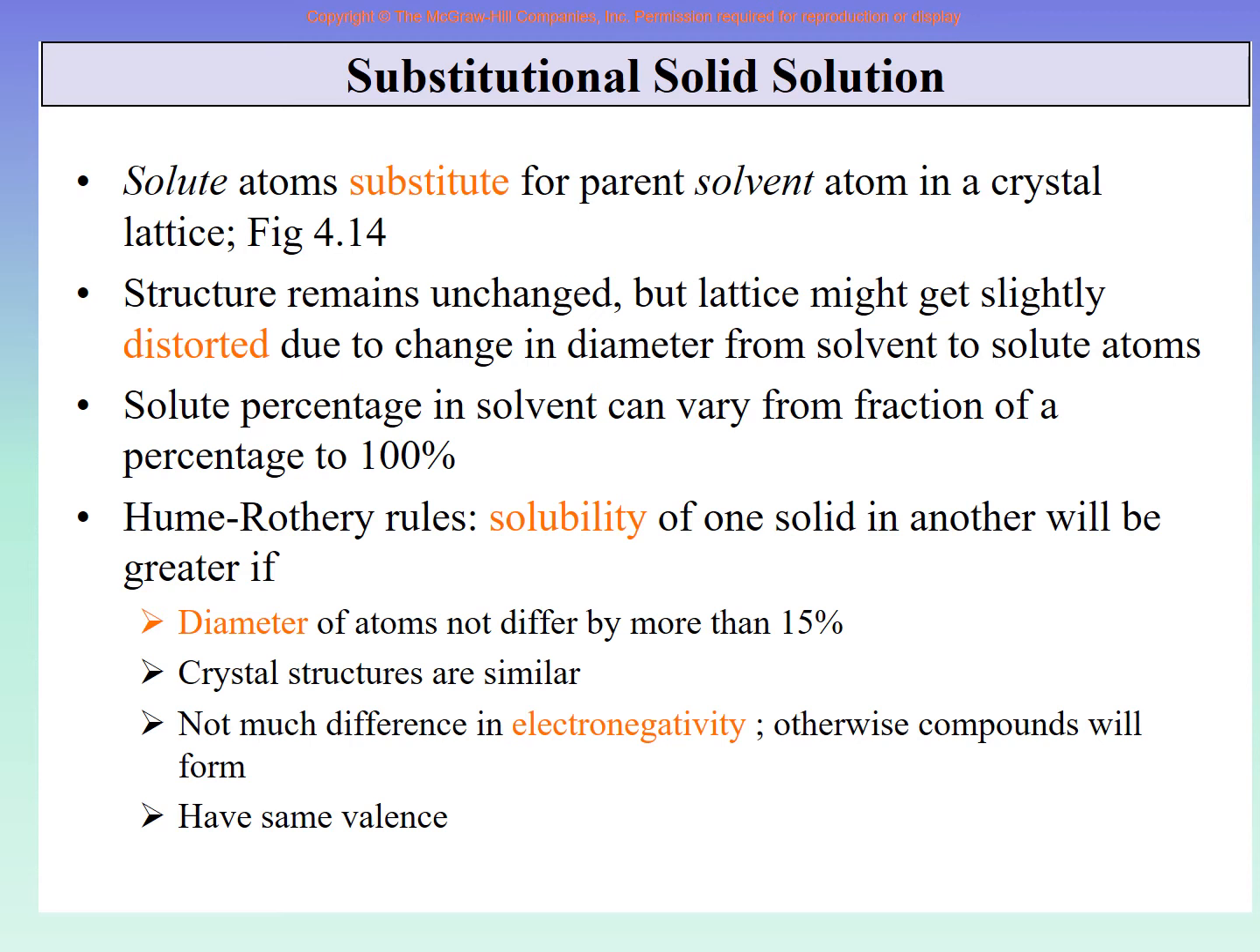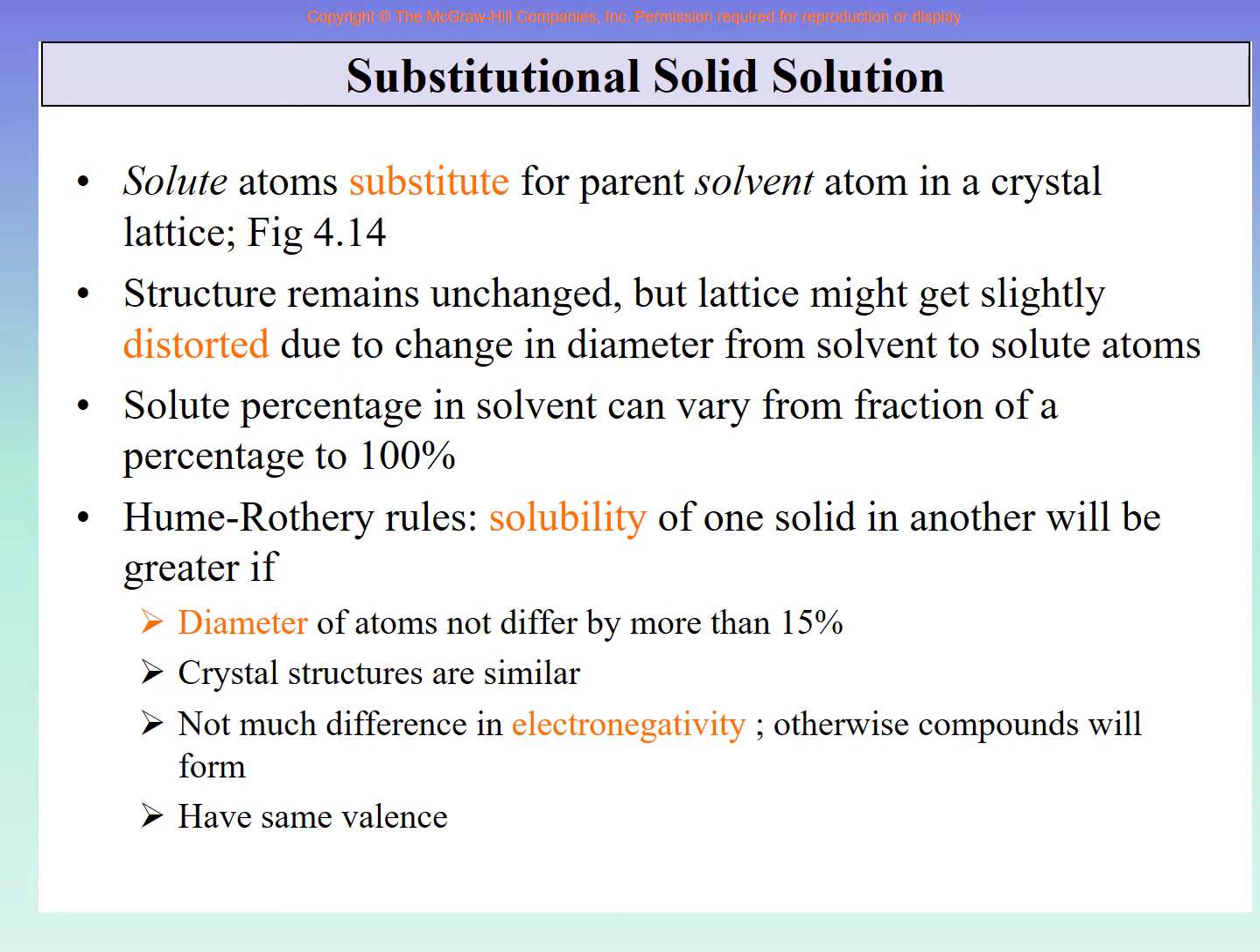If the crystal structures are different, then the solubility will be low. The third rule is electronegativity. In chemistry you studied that because of electronegativity, things can make compounds. So the difference in the electronegativity value should be small, not much difference. If there are two metals, copper and nickel, then they should either have the same electronegativity or the difference in electronegativity should be very small.